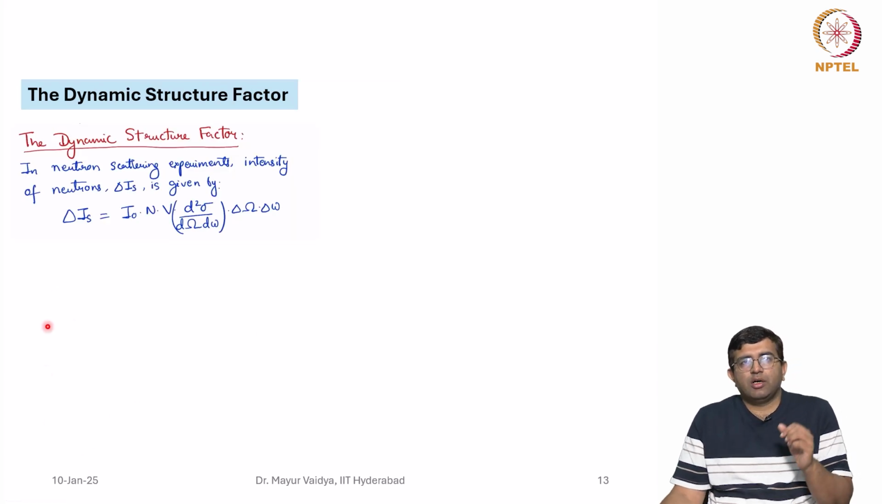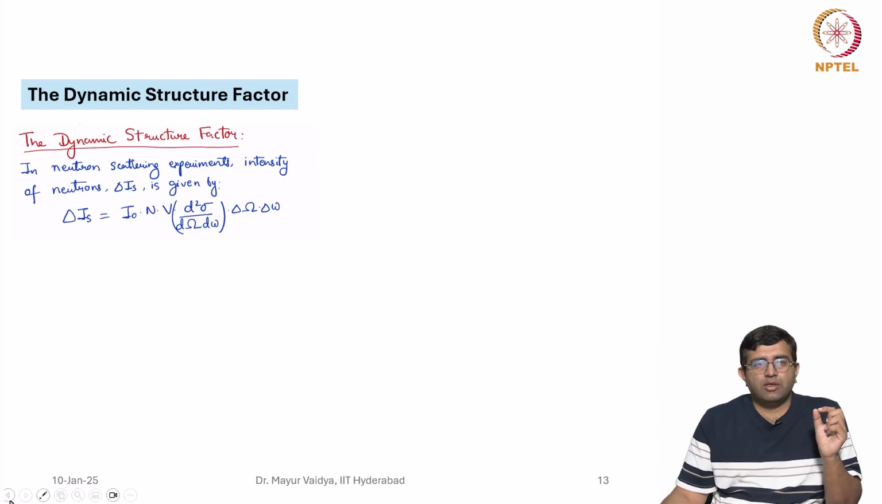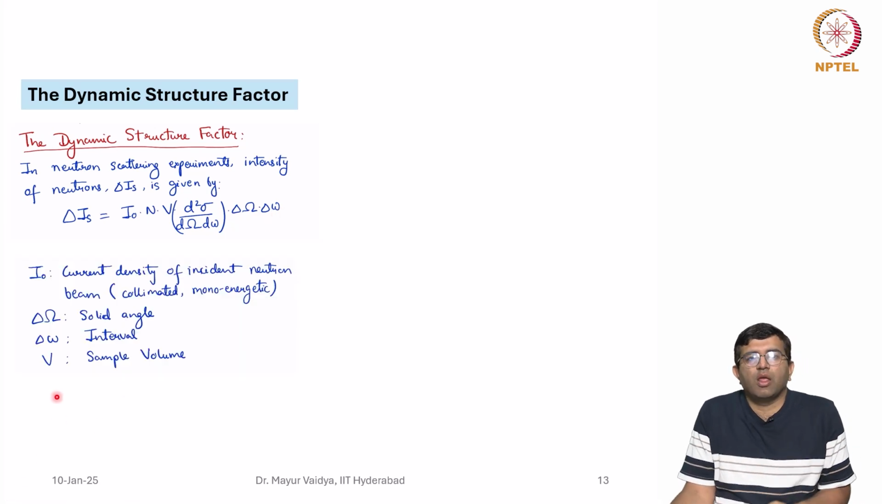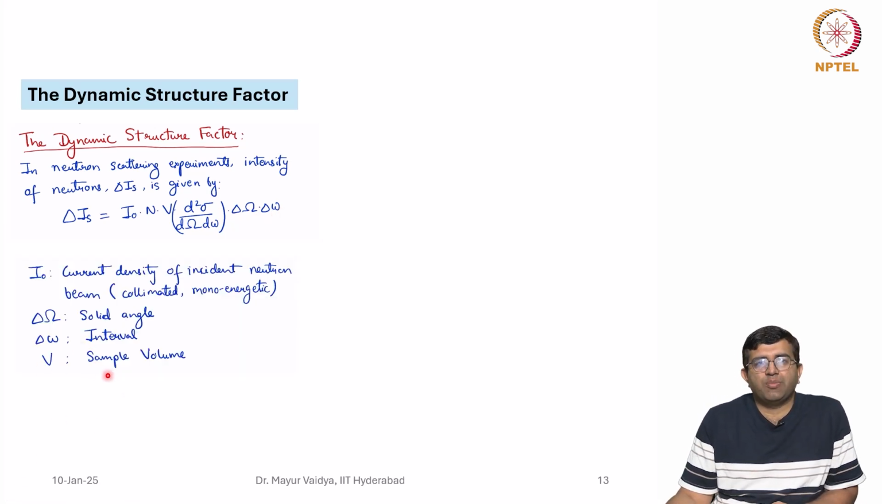the intensity that you get in these neutron scattering experiments is governed by what is known as the dynamic structure factor, which is delta I S equal to I naught into N into V into d square sigma by d capital Omega d small omega, multiplied by delta omega into delta capital Omega. Both are omega, one is capital Omega, one is small omega. V is the sample volume, and delta capital Omega is the solid angle.